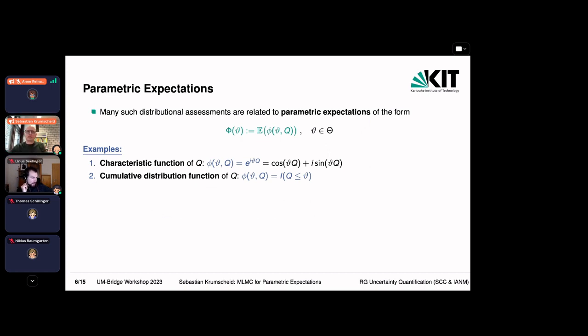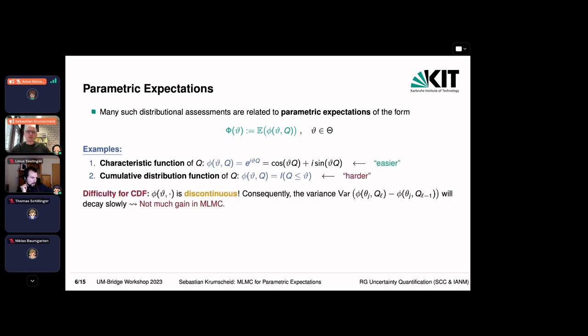And since this is quite a nice function, somehow the discontinuity in this indicator function makes our approach much, much harder to estimate. That's why I'm going to focus on this one briefly. So we now want to construct a multi-level Monte Carlo estimator for the CDF.